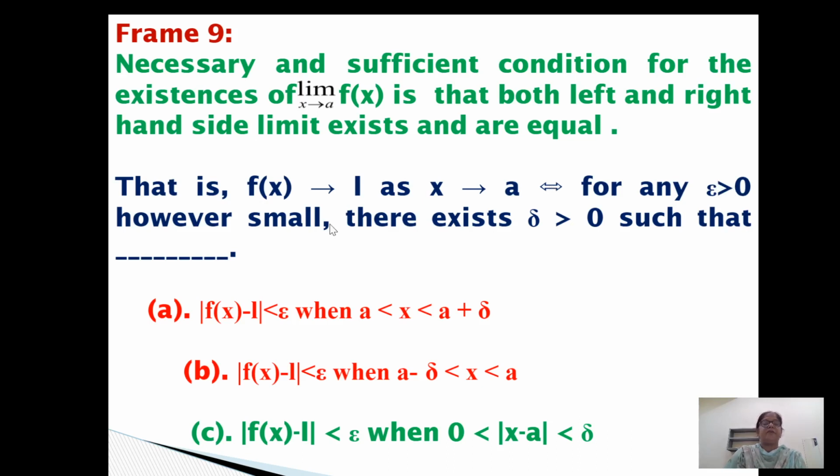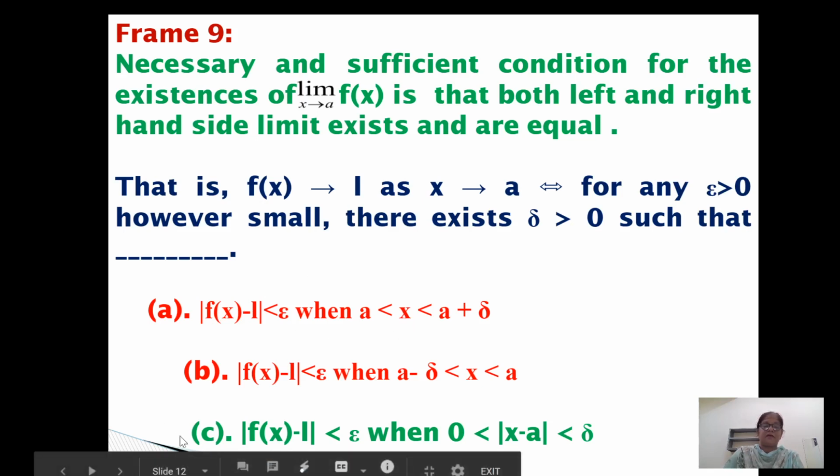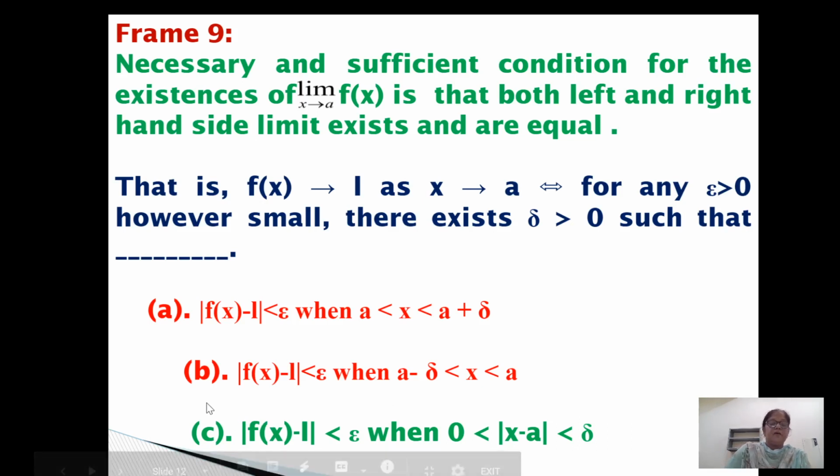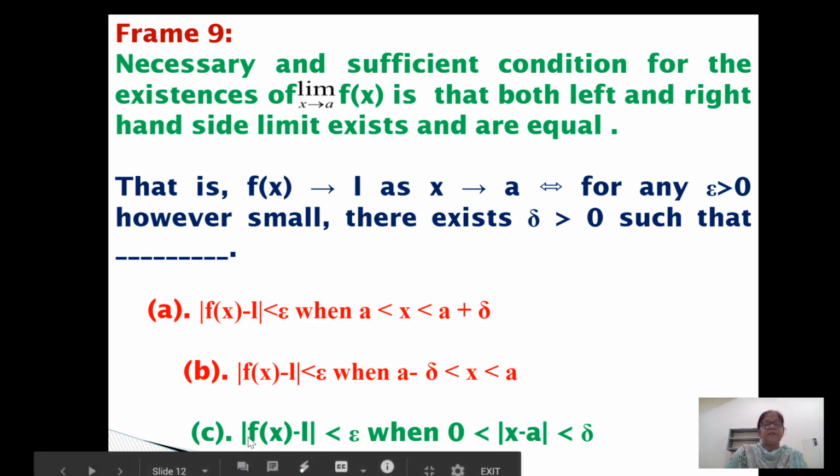For any epsilon greater than 0, however small, there exists delta greater than 0 such that modulus of f of x minus L is less than epsilon when x lies between, is it? No, that will be the third portion. The modulus of f of x minus L is less than epsilon whenever modulus of x minus a lies between 0 and delta. It means what? Because delta is greater than 0, no? It means f of x lies between L minus epsilon and L plus epsilon.